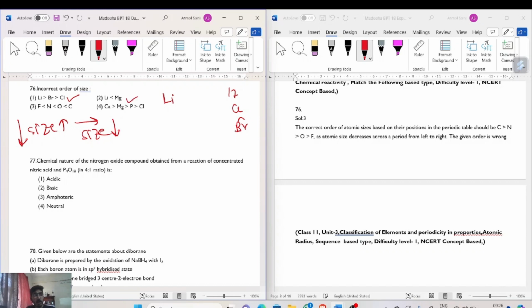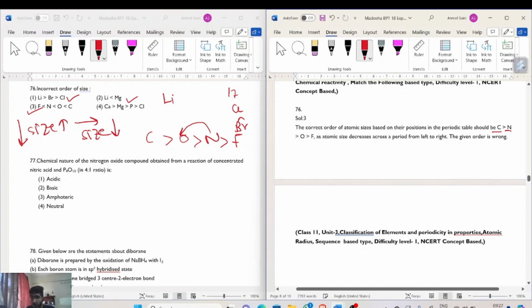Now option number three. Here we are given carbon, then oxygen, then nitrogen, then fluorine, and carbon will have the highest size among these. When we go from the left side to the right side, the size will decrease. So nitrogen will come to the oxygen place. So this order is incorrect. The correct order will be carbon having the highest size, followed by nitrogen, then oxygen, then fluorine.